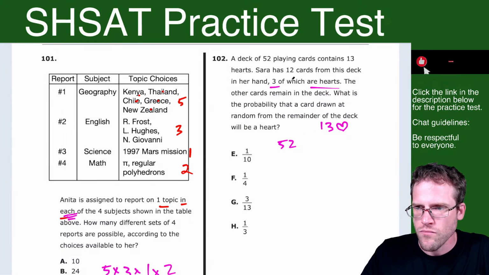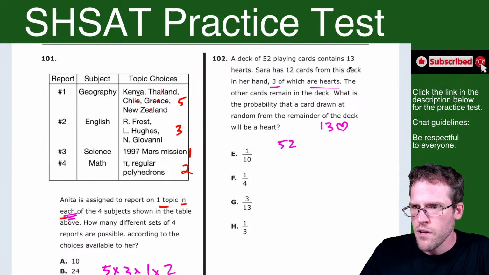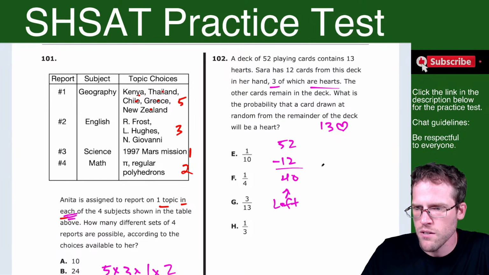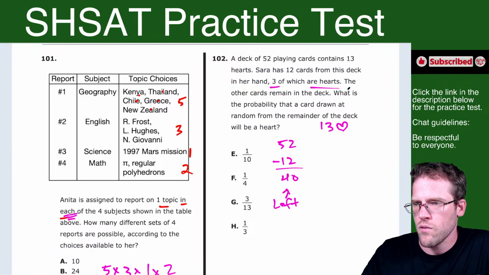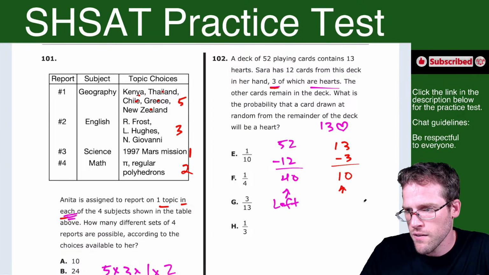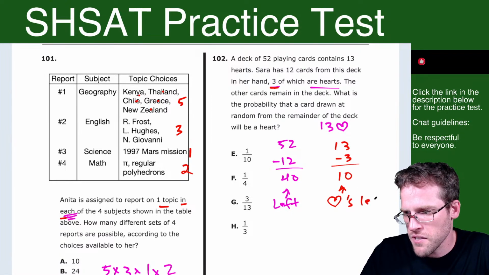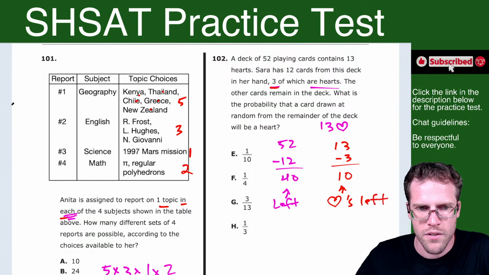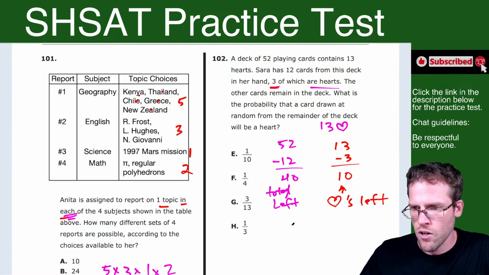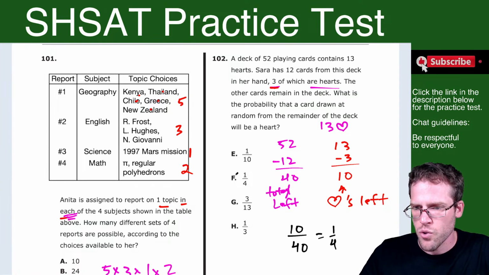All right, and now here, Sarah took 12 cards from the deck. So that means there's 40 left in the pile. Now, what we know here, she has 12 cards, 3 of them are hearts. So if there's 13 hearts total, there's 10 hearts left, and this is the total left. What is the probability that a card drawn at random from the remainder of the deck will be a heart? So there are 10 hearts left out of the 40 total that are left. So that would be 1/4, choice F.